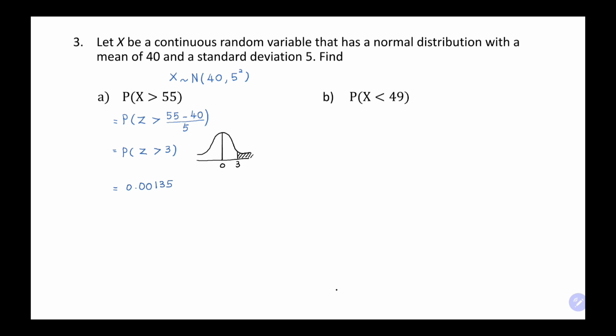Question B, we have P(X less than 49). So we standardize, we change to Z less than (49 minus the mean 40) divided by standard deviation 5. Then we solve, we get Z less than 1.8. We sketch the curve. We want less than 1.8. 1.8 is here, so less than this area.